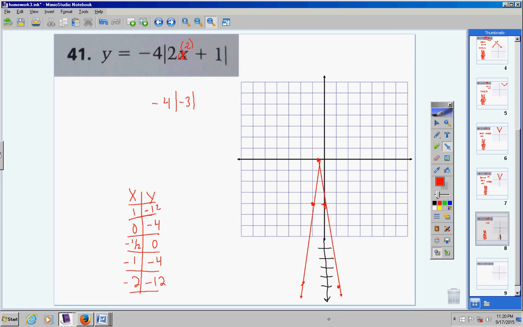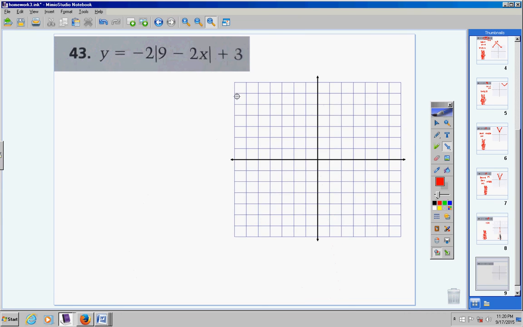There we go. So still V-shaped, guys, and the vertex is still right here. Alright, number 43, and we're finally finished. Let's take the inside of the absolute value right here. Let's set that equal to 0, and let's solve, okay? 9 minus 2x equals 0.